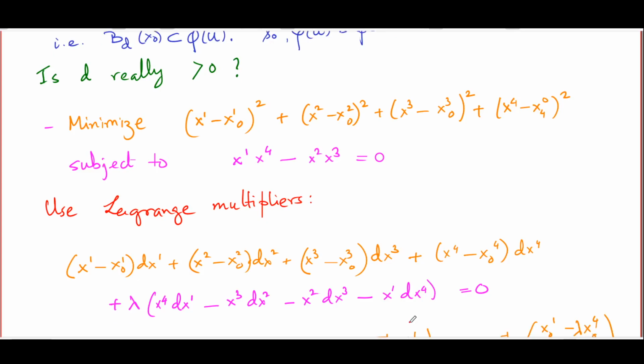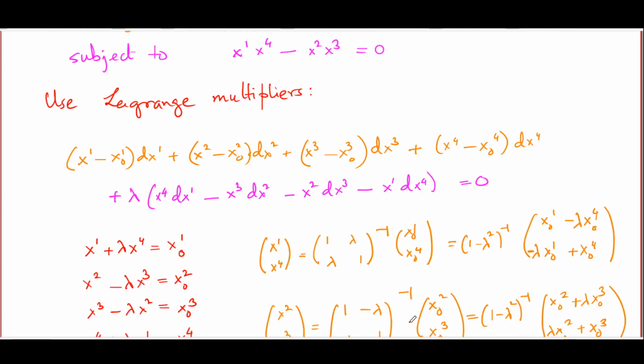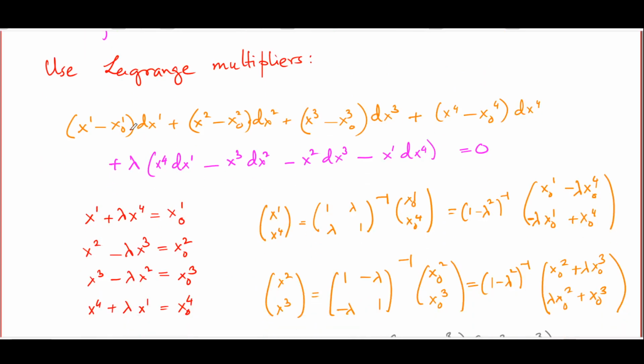So this actually leads to 4 equations, which you can get just by looking at the coefficient of dx1, for example. I get x1 minus x10 from here plus lambda x4 from here. So x1 plus lambda x4 minus x10 has to be 0, and that gives you this equation. Similarly, we can write down the other 3 equations, and you can easily see that they can be solved for x1, x4 and x2, x3 in terms of x10, x40, x20, x30 here.